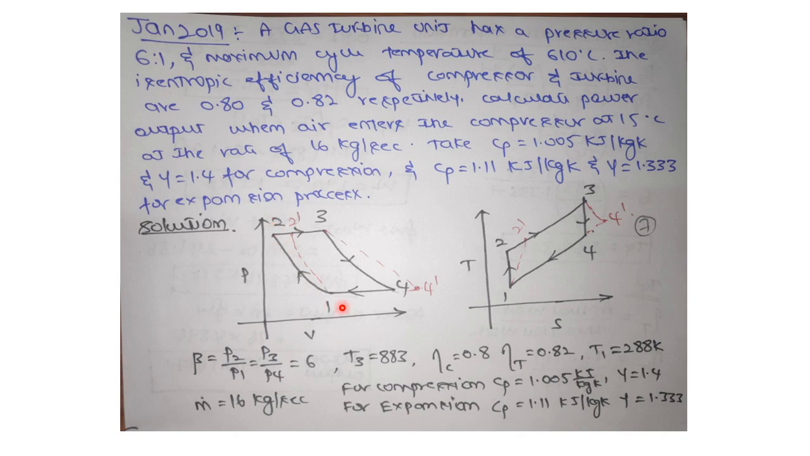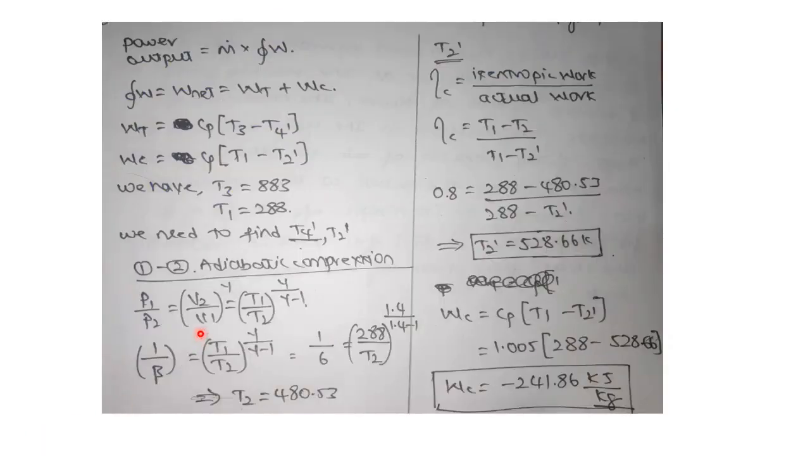For this particular process, we'll be applying the PVT conversion equation, which states P1 by P2 is equal to V2 by V1 whole to the power of gamma, that is equal to T1 by T2 whole to the power of gamma divided by gamma minus 1. P2 by P1 is beta, so here P1 by P2 is 1 by beta. So T1 by T2 whole to the power of gamma divided by gamma minus 1. Beta value was 6, T1 value was 288 and the gamma value is 1.4 for the compression. So substitute everything, only T2 is unknown. T2 is calculated as 480.53.